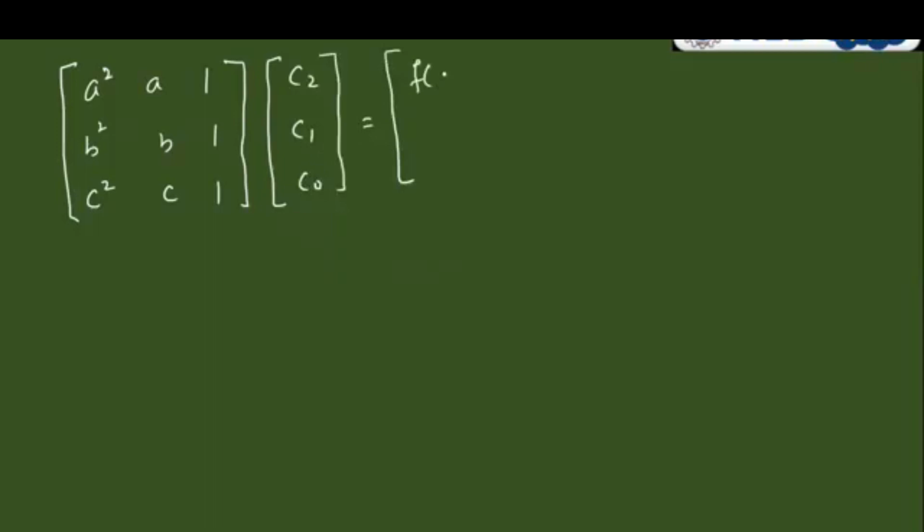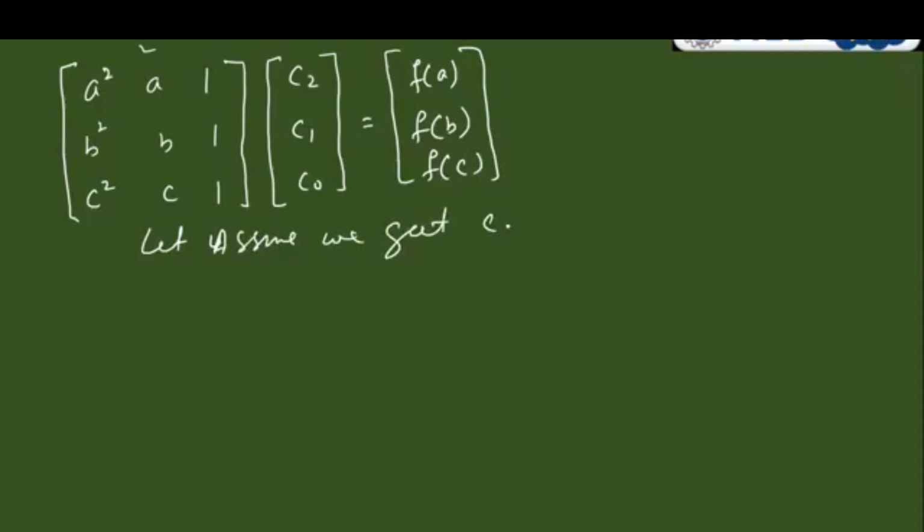The right hand sides are f of a, that is the integrand evaluated at the point a, the integrand evaluated at the point b, and the integrand evaluated at the midpoint, that is c. So I have 3 points, and this is known to me. This is the matrix, and this is the known right hand side. I need to find the inverse of the matrix, so I will get C2, C1, C0. Let's assume that we know these values.